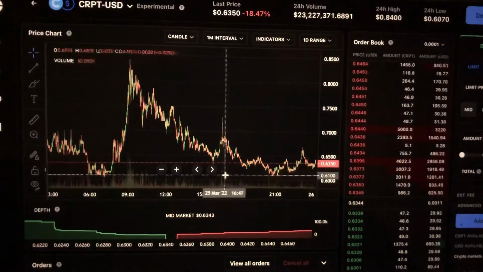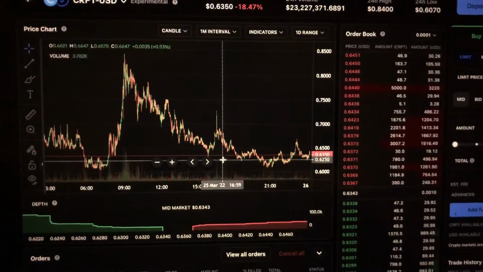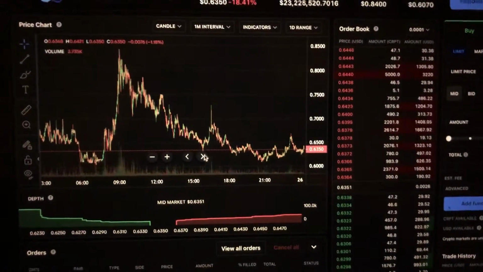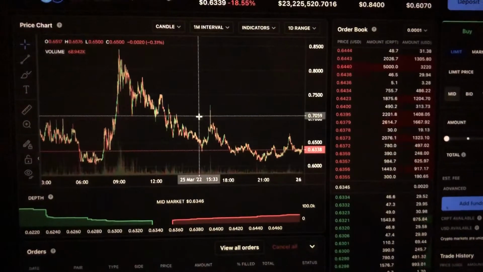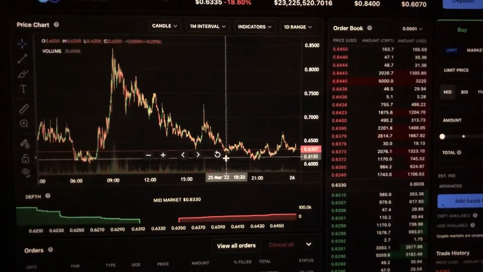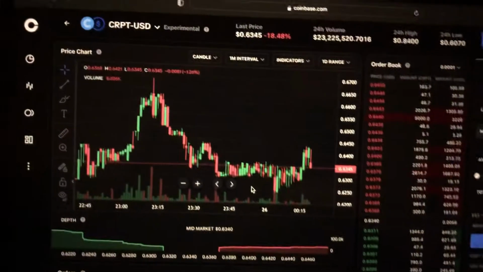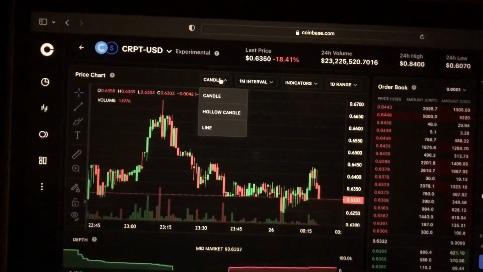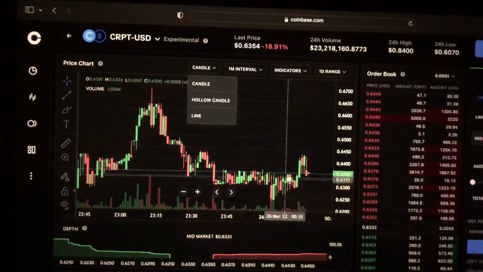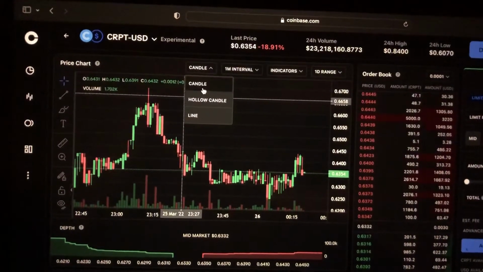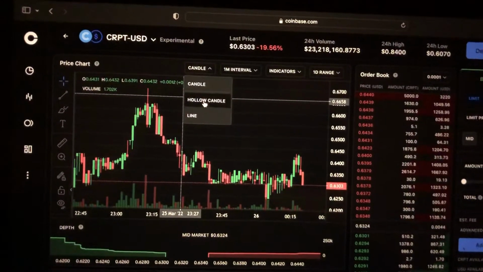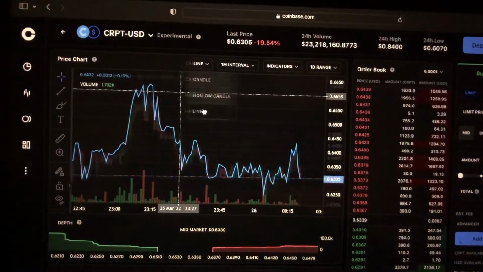Okay, I'm gonna reset my chart here. If I can. There's no reset button. There she is. Okay, now we're resetting. Okay, right here you got candles. It's just how this pattern looks. So you can get a hollow candle, a solid candle, which is what I got it on now. That's what I like. Or you can go with a line.